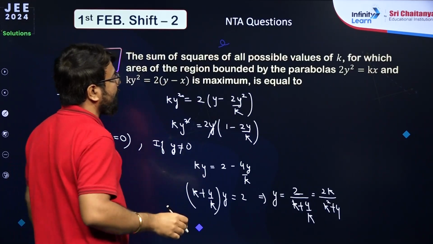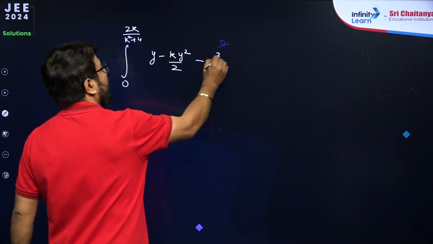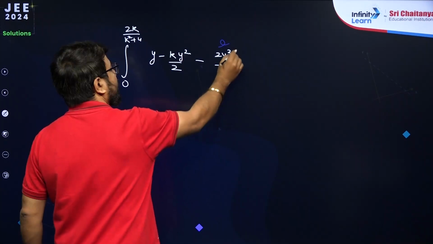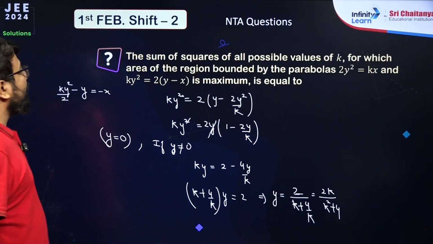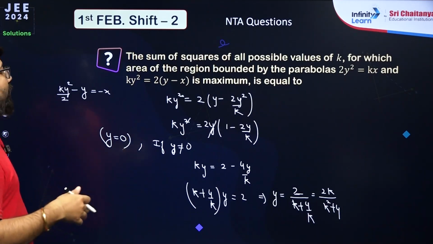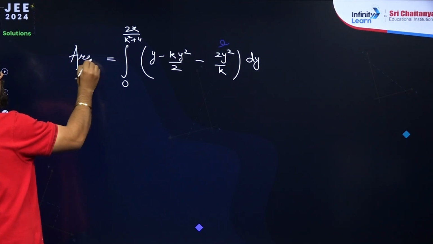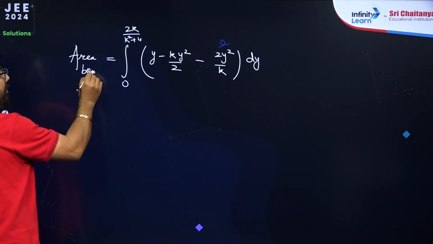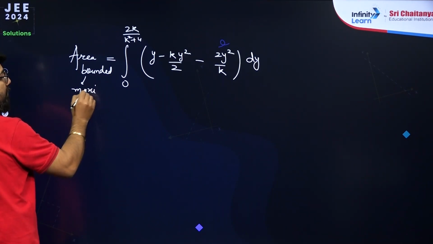Alright, and then let us find the value of x from here. It is 2y square over k. So x dy. This will be the area of the region bounded by parabola 1 and parabola 2. And this area needs to be maximized. Area bounded between the two parabolas, and this area needs to be maximized.